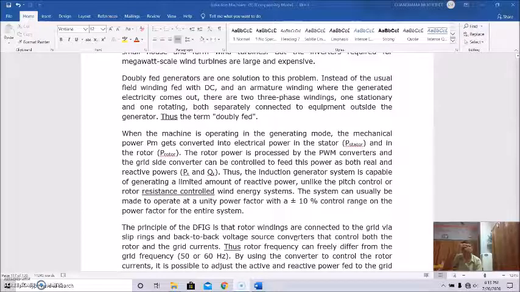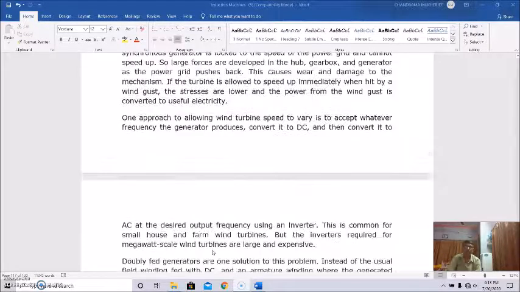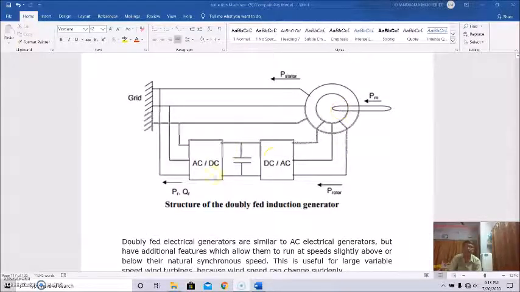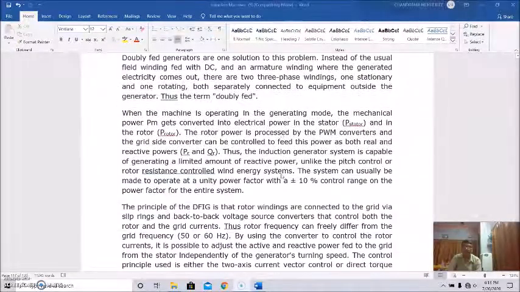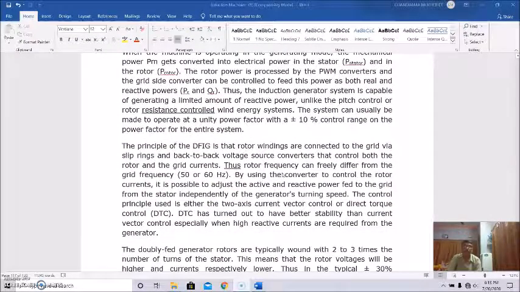The principle of the doubly fed induction generator is that rotor windings are connected to the grid via slip rings and back-to-back voltage source converters that control both the rotor and the grid current. So that is shown here. This is the back-to-back converters connected to the grid.